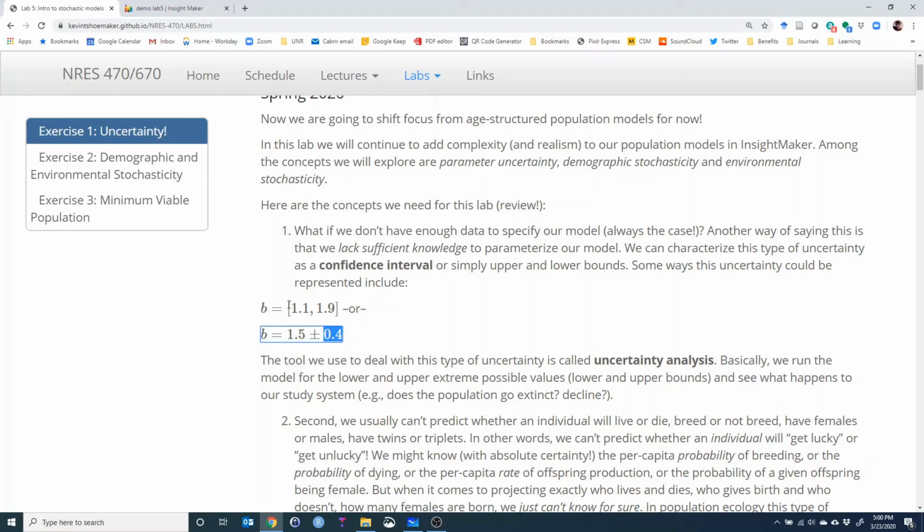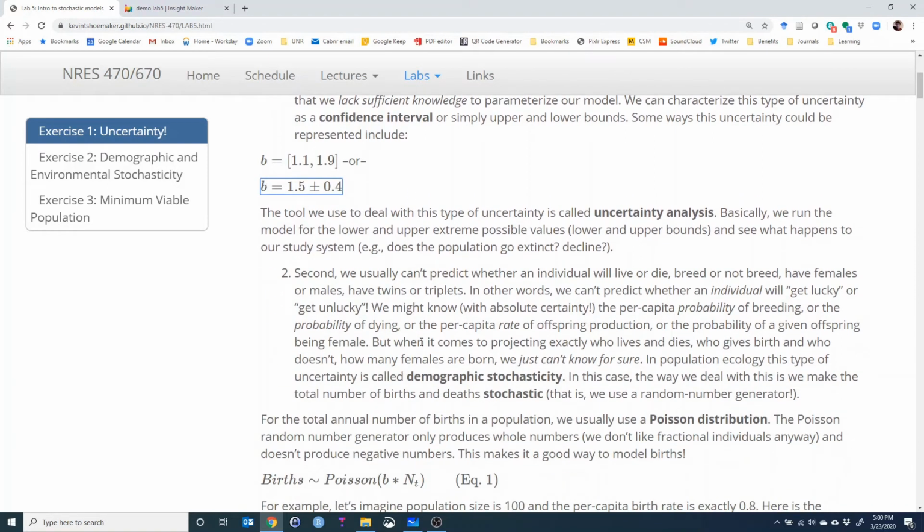This is how we may see it in the literature. We'll see that this birth rate has a confidence interval essentially from 1.1 to 1.9, or we'll see it as having a mean value and a standard error or some sort of variance around it. And that can influence how we end up incorporating it into our analyses. Either way, the way we deal with this type of uncertainty is called uncertainty analysis. The simplest way to do this is just to run the model for the lower bound and an upper bound and just enclose everything in the middle.